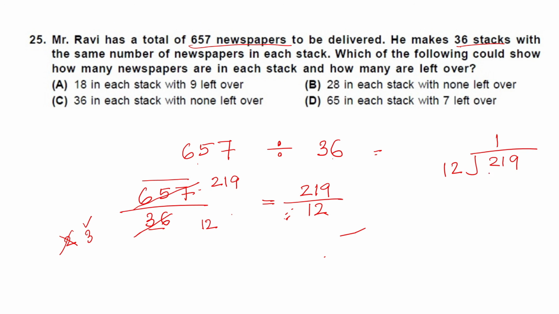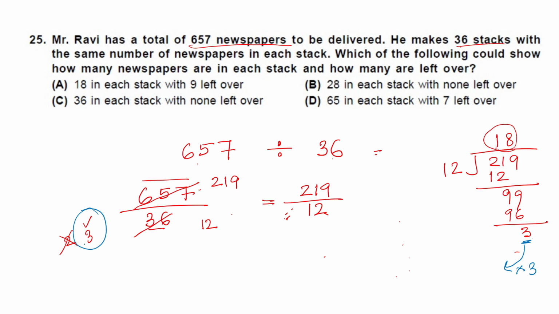So always try to reduce your fractions or divisions. Now 12 times 1 is 12. So I have 99. 12 times 8 is 96. So 3 is left. So with this we get the remainder of 3. But wait, remember we had divided this by 3. So this remainder should also be multiplied with whatever you had reduced. So the actual remainder is 9. So your answer would be option A.